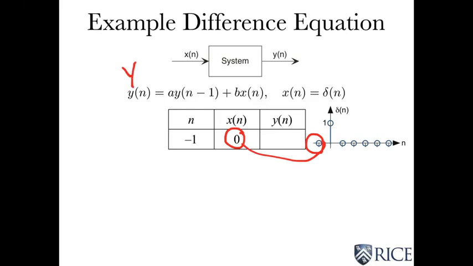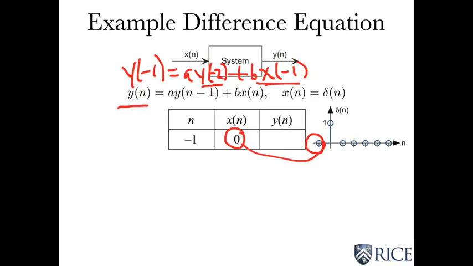What the difference equation says is that that is equal to a times y of n minus 2 plus b times x at -1. And we know that's 0. But what's y of -2? Well, that y of -2 from the difference equation, of course, depends on y of -3. And y of -3 depends on y of -4, going on and on and on back in time.